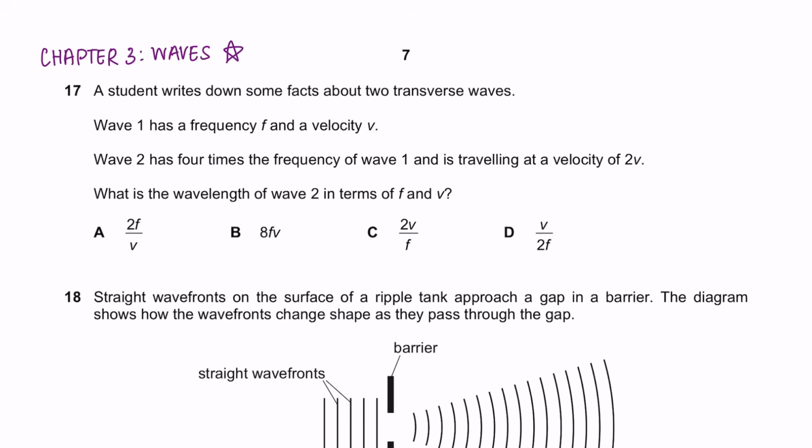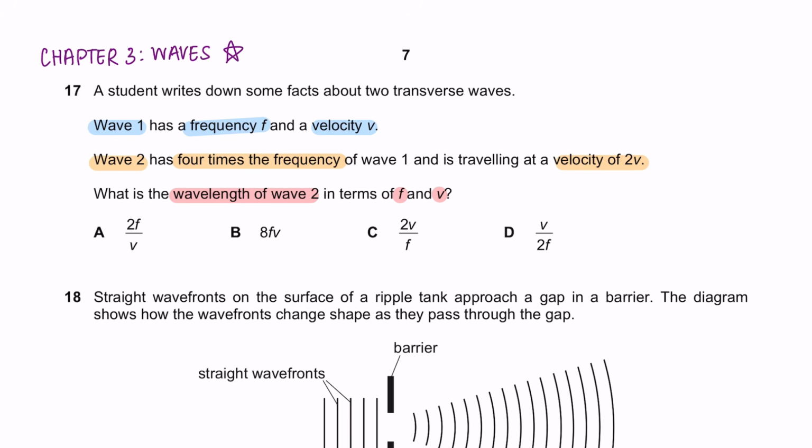Questions from here onwards are from Chapter 3, Waves. Question 17. A student writes down some facts about two transverse waves. Wave 1 has a frequency f and a velocity v. Wave 2 has 4 times the frequency of wave 1 and is traveling at a velocity of 2v. What is the wavelength of wave 2 in terms of f and v?